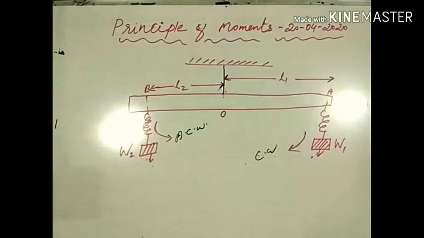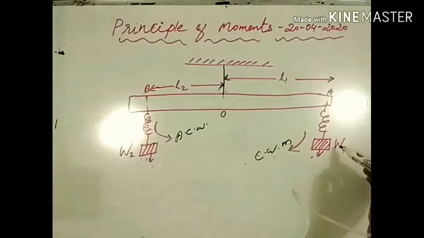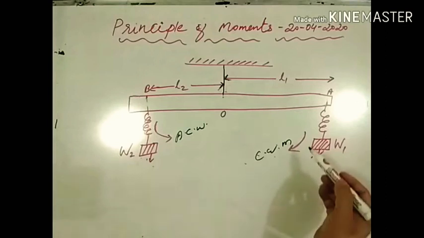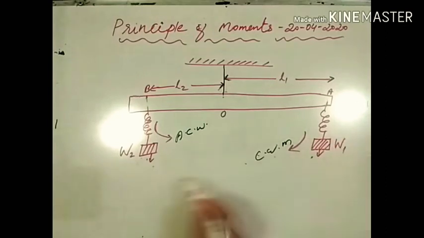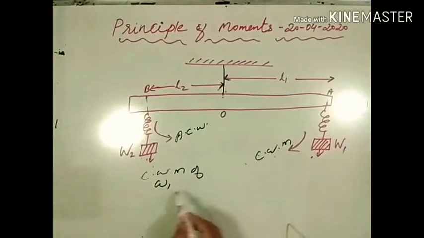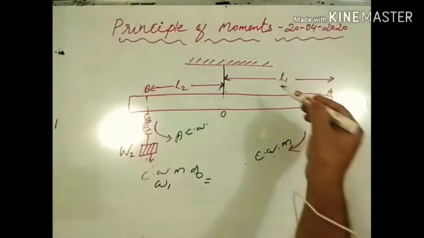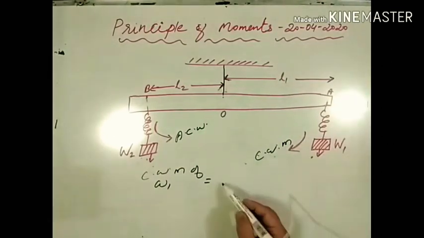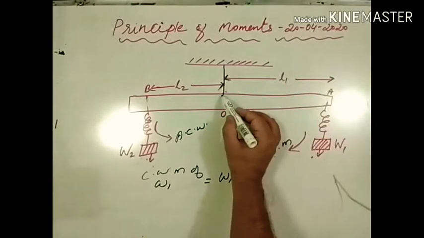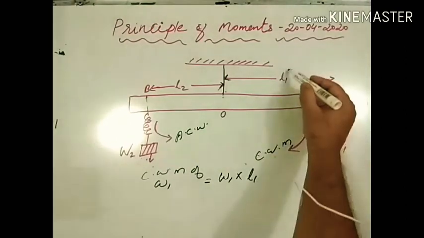Then what is the clockwise moment, CWM, due to the weight W1 hung at the point A? The clockwise moment of W1 is equal to moment of force, which is the product of force into perpendicular distance. What is the force here? W1 into the distance between the fulcrum point of suspension and the force, that is L1.